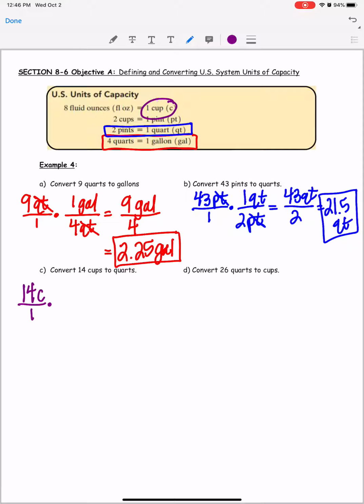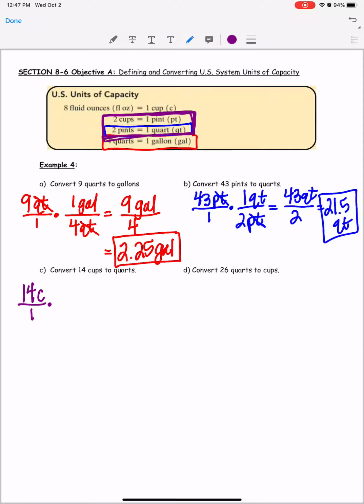So this one is going to be a 2-step problem. After I convert this from cups to pints, then I'm going to convert this from pints to quarts. So in this one, I'm not just using one of these conversions, I'm using both of these conversions. And you're going to have 1 or 2 like this on your homework. So that's the reason it's in here. It won't be like this on your test, on your homework, yes.